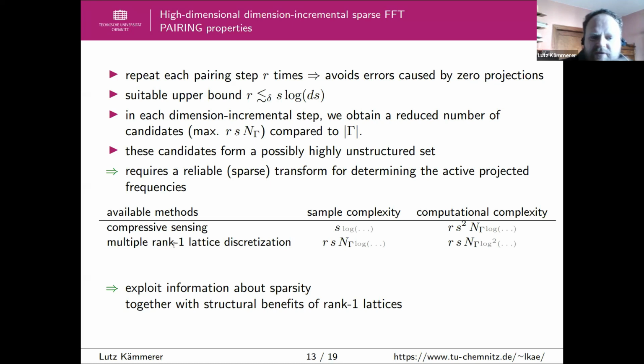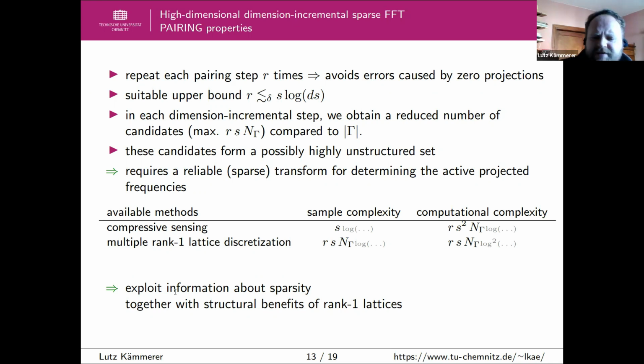This is the thing we used up to last year, I would say: the multiple rank-1 lattice discretization. That means we discretized this candidate set, and then we sorted out the non-zero ones, and that was our method up to that point, with let's say somehow bad sample complexity, at least if this n gamma is not so small compared to S. And a nice computational complexity compared to the compressive sensing approach, right? So you have only an S times n gamma, not an S squared times n gamma, because you do not need to consider the full matrices to apply some FFT method.